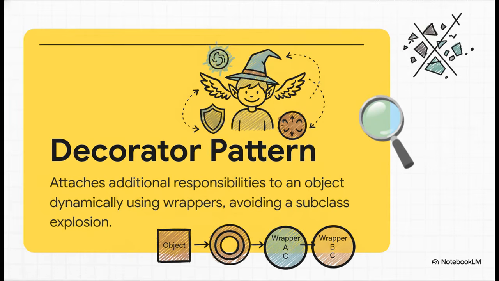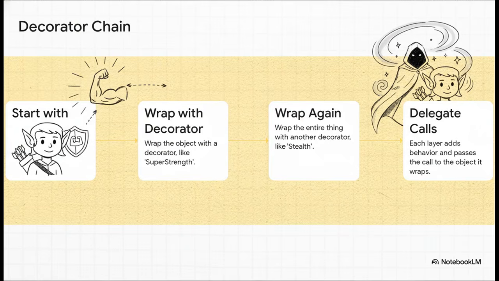The decorator pattern totally saves us here by favoring composition over inheritance. So instead of creating this rigid, massive class hierarchy, we simply wrap our base object, our elf, with decorator objects. Each wrapper adds one specific piece of functionality, and we can stack them on top of each other whenever we want, at runtime. Let's trace this out, because it's pretty cool.